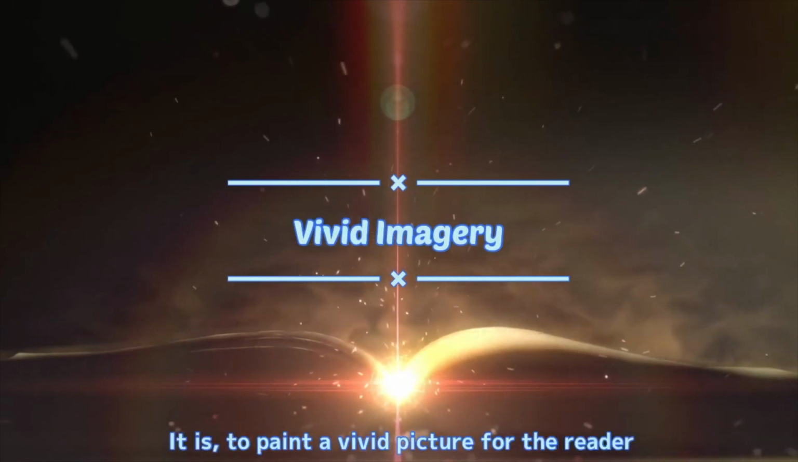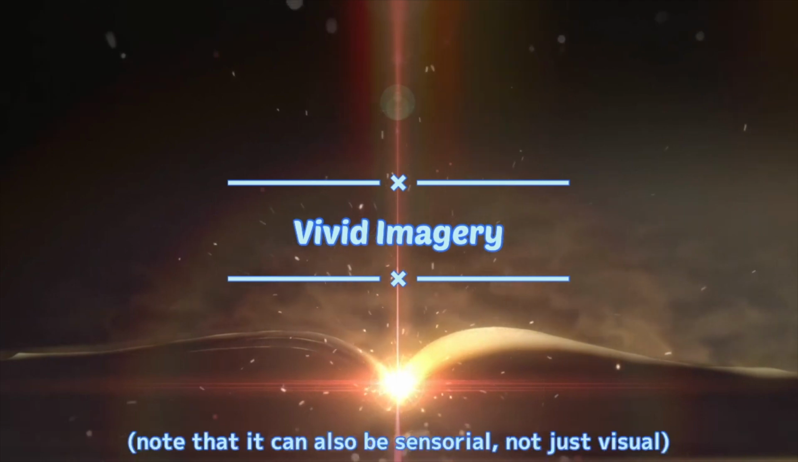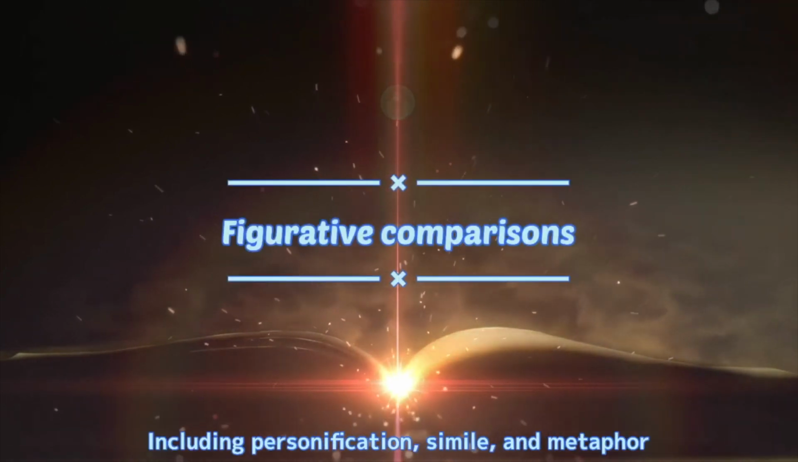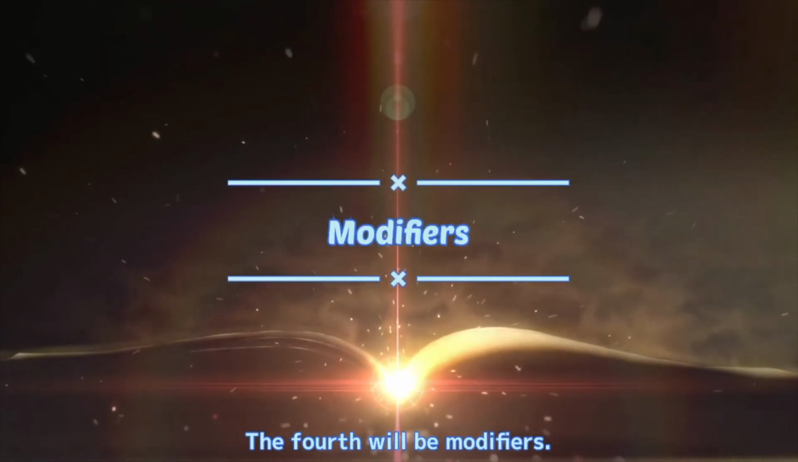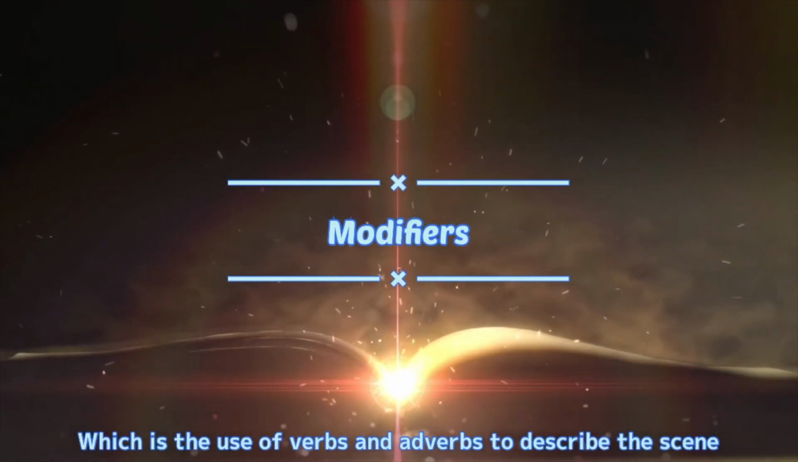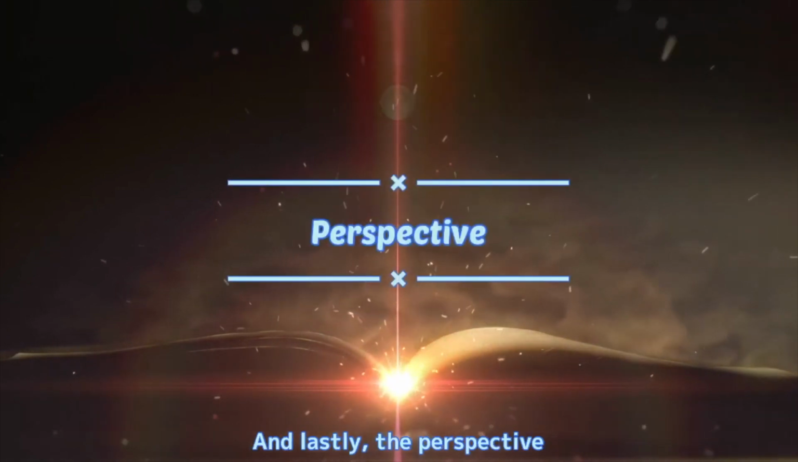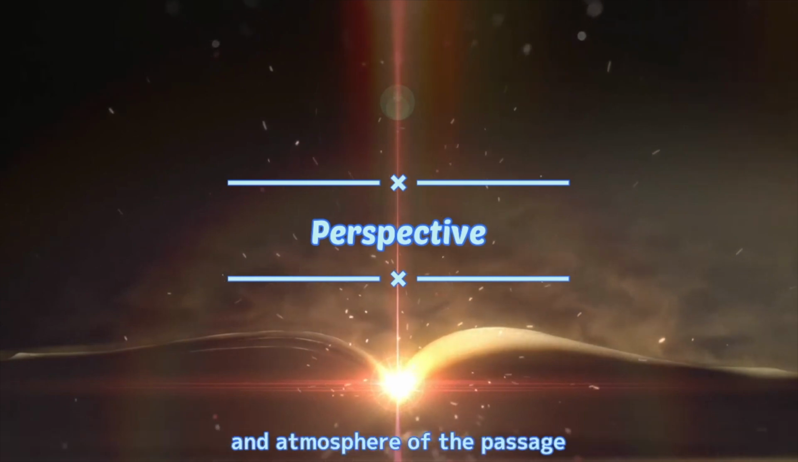It is to paint a vivid picture for the reader, which note that it can be also sensory, not just visual. And third is the figurative comparisons, including personification, simile, and metaphor. The fourth will be modifiers, also called diction, which is the use of verbs and adverbs to describe the scene. And lastly, the perspective, which plays a crucial role in determining the tone and atmosphere of the passage.